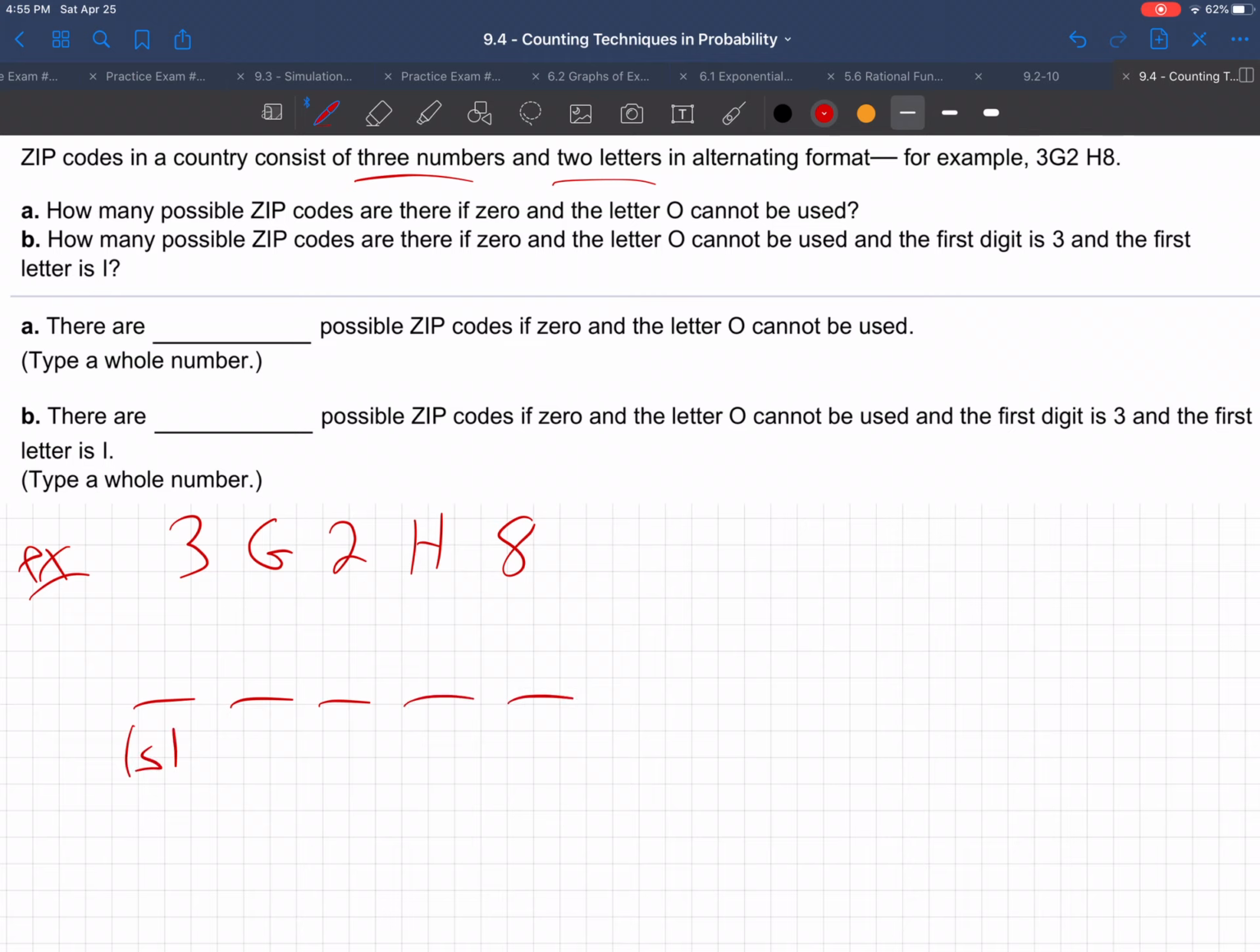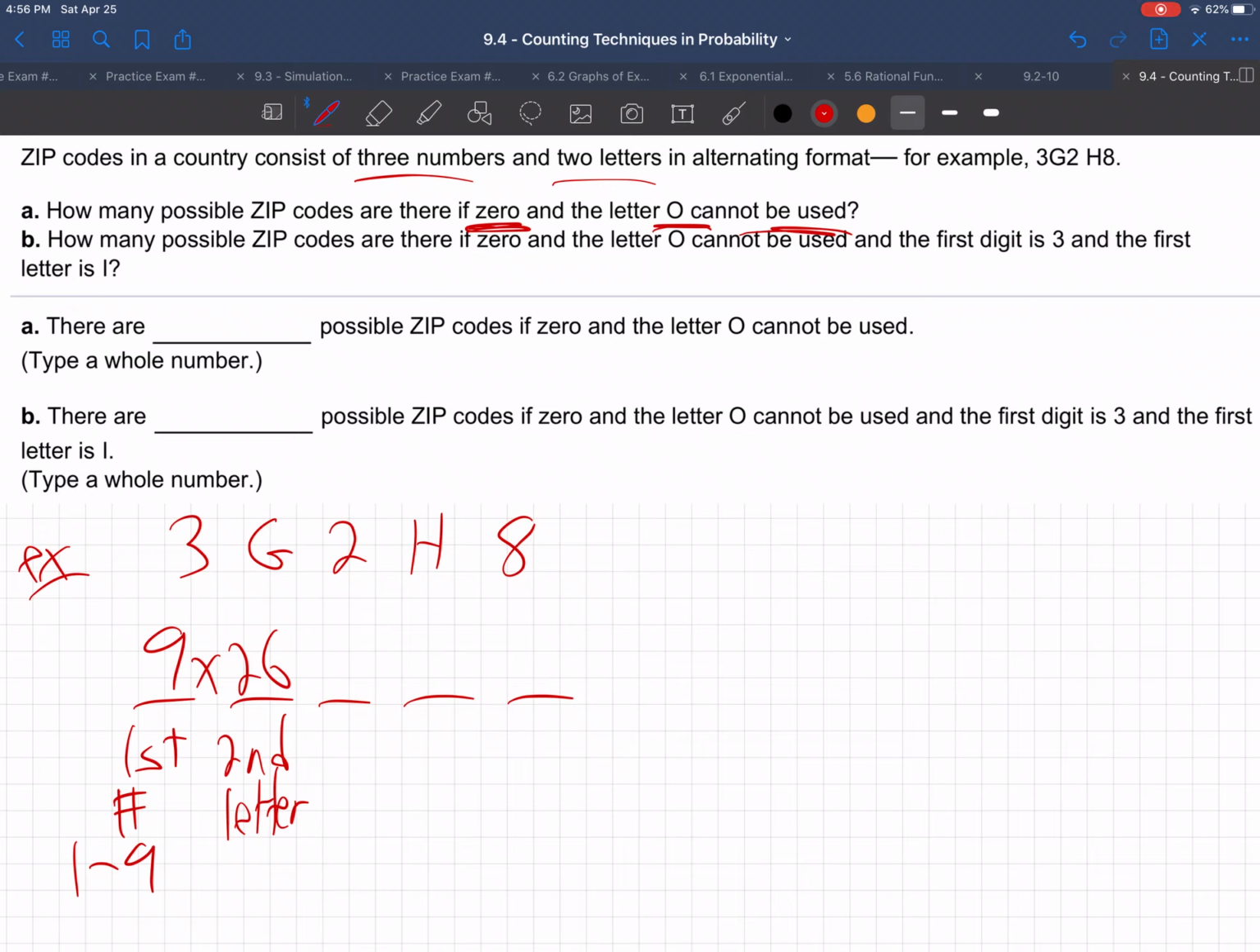So for the first spot, you're going to pick a number, and it cannot be 0. 0 and O cannot be used. So there'll only be 9 options, right? 1 through 9. And next, the second spot is a letter. How many different letters? There's 26 letters in the alphabet. We're going to multiply these together. That's the multiplication principle. When you have several different actions that each have a certain number of possibilities, you multiply those together to get the total number of possibilities.